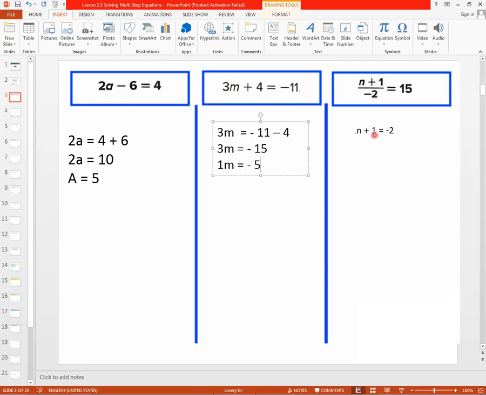We have to do multiplication. First of all, I have to write n plus 1, and now it's times between negative 2 and 15. Negative 2 multiplied by 15 is negative 30. Now, removing a positive 1 to the right-hand side, it will be just 1n equals negative 1 plus negative 30, it's negative 31. Negative 31. That's all, okay?